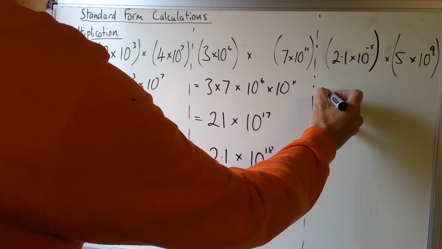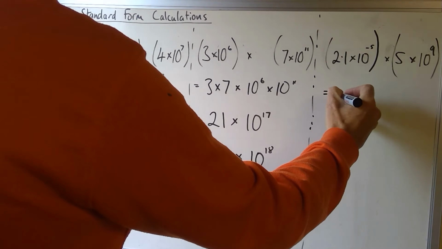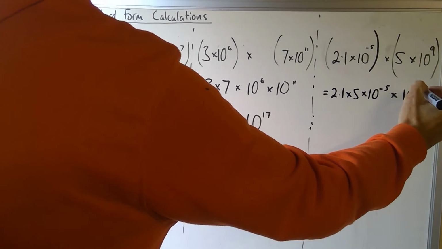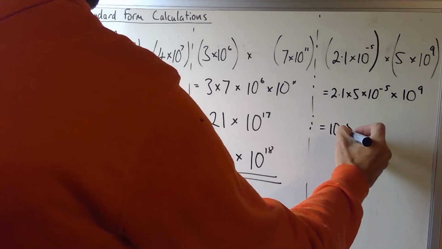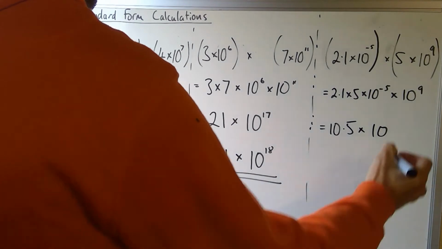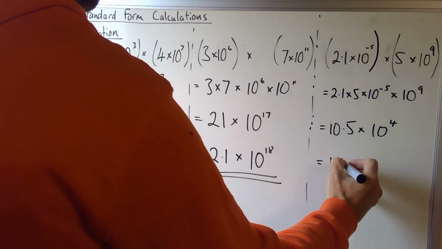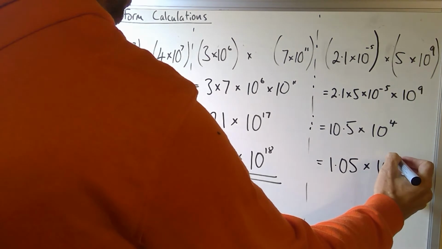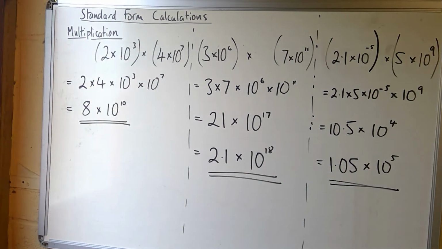The final one, I just want to show that it works with negative powers again. So 2.1 times 5 times 10 to the negative 5 times 10 to the power of 9. 2.1 times 5 is 10.5. Adding the powers, negative 5 add 9 is 4. This is not in standard form, it's too big, so I need to do the conversion. 1.05. I've divided that by 10, so I need to add 1 to the power. 1.05 times 10 to the 5.